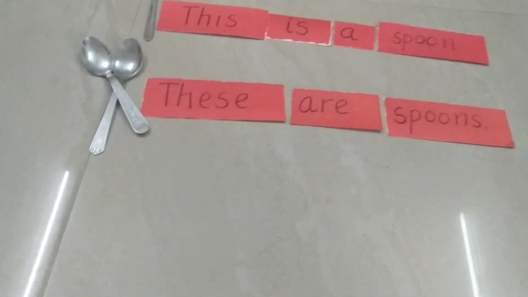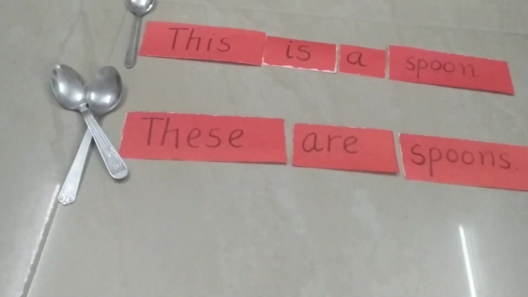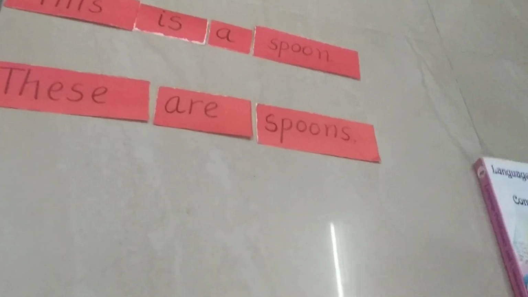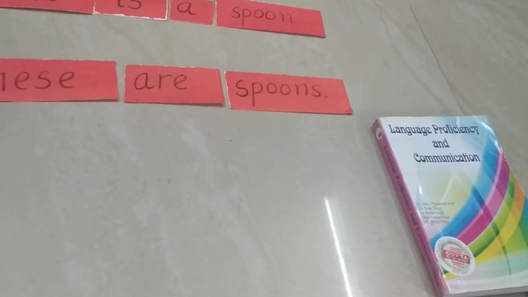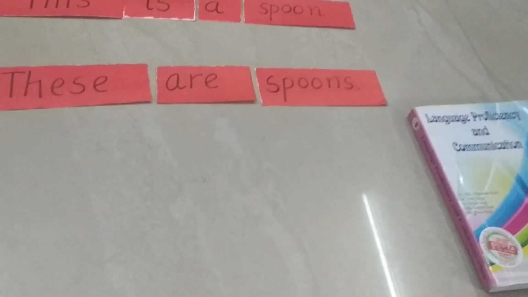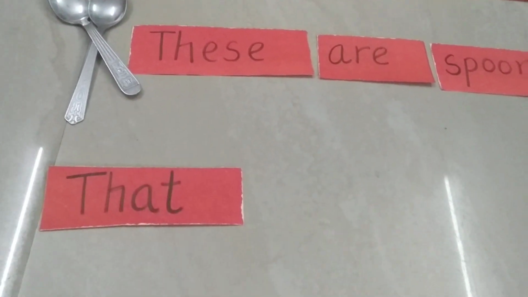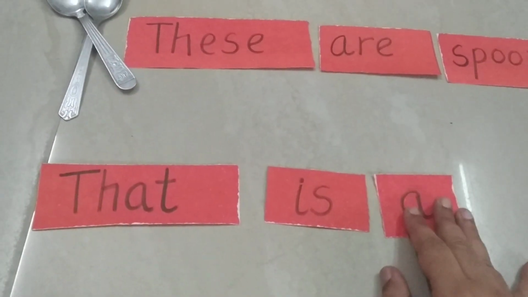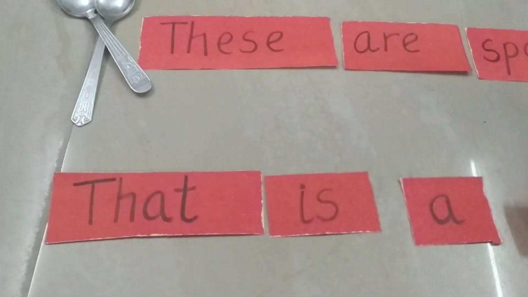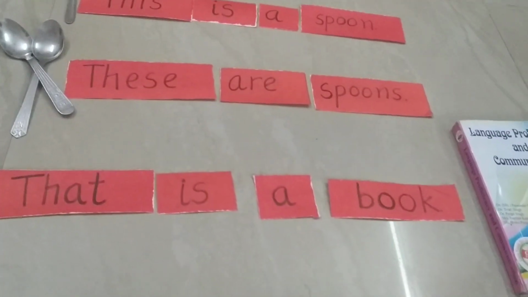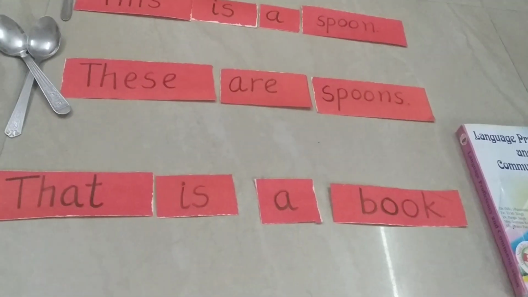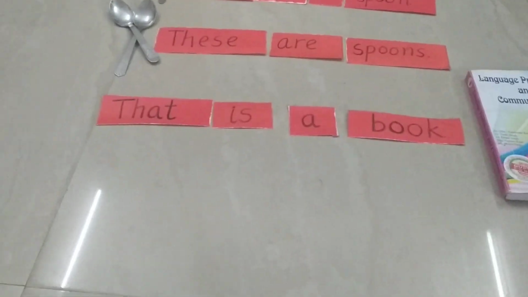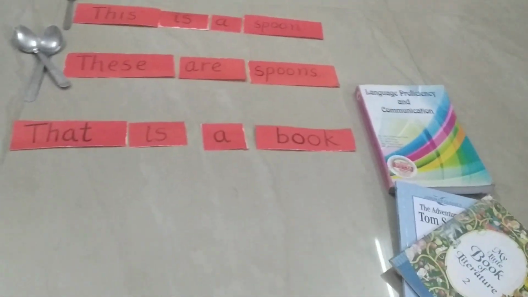The same way, I have placed a book there. So what is that? That is a book. So one thing is far away from us, then we use that. That is a book. Because it was one book, so I have put book here. That is a book.